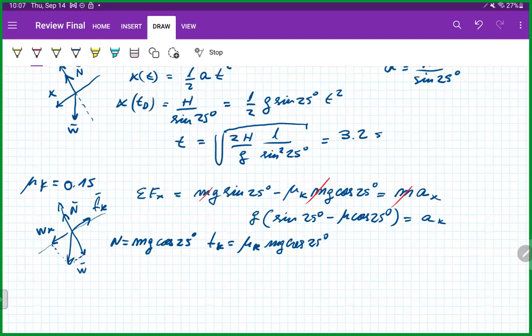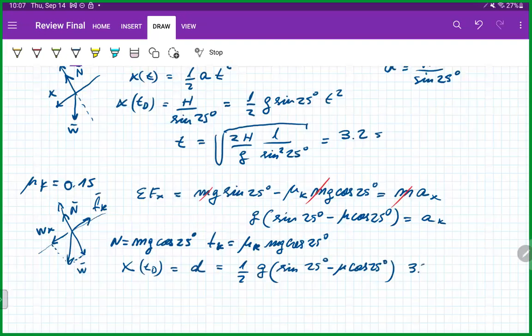So we want to go through a distance d in the same time as it would be going when it had no friction. So we just input that time for our position: x of t_d, that would be the distance that we are calculating, d, so that's 1/2 of the acceleration on x, so that's g sine of 25 minus mu cosine of 25, times 3.2 seconds squared, and that's giving d equal 14.38 meters.